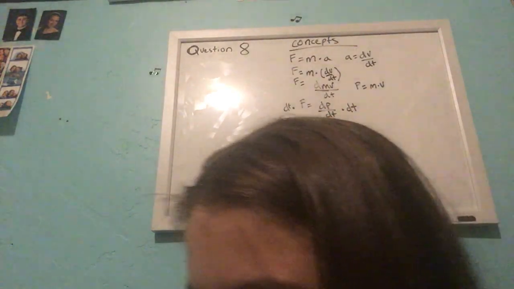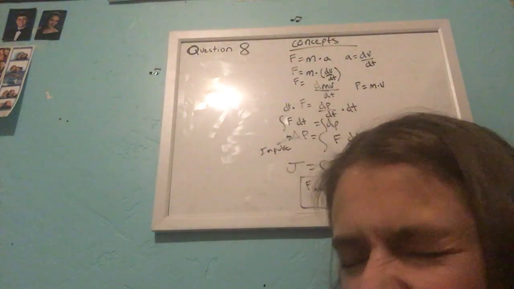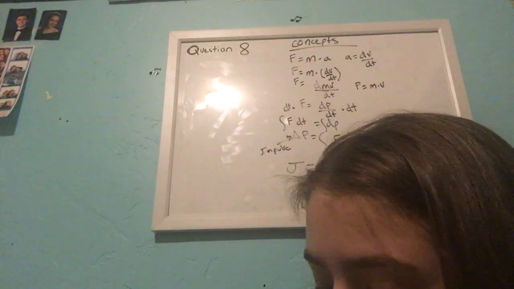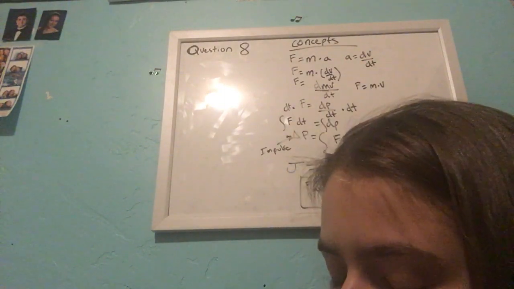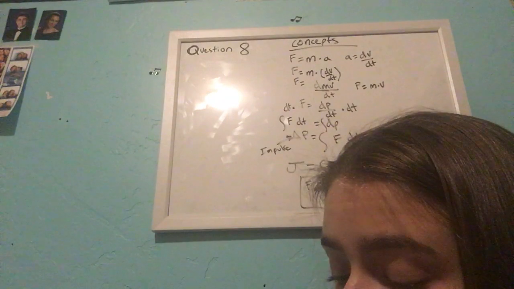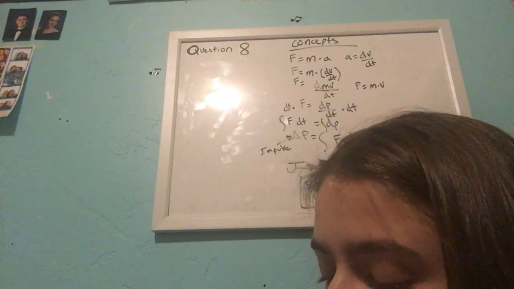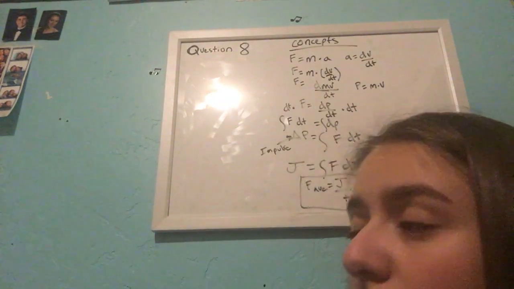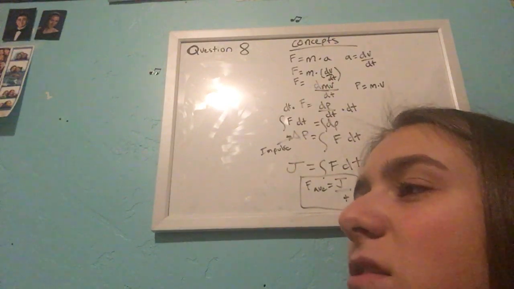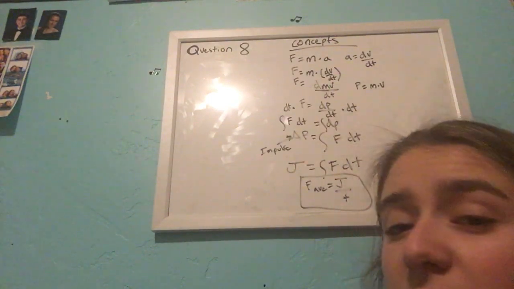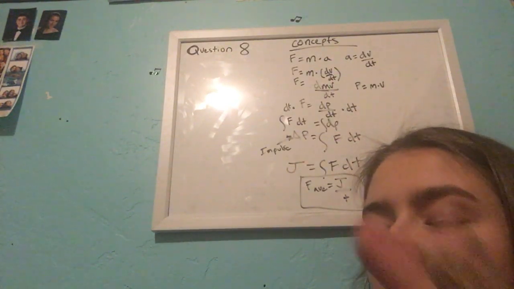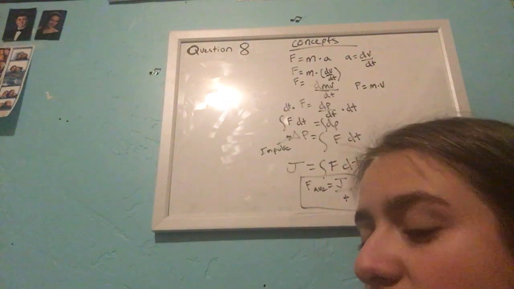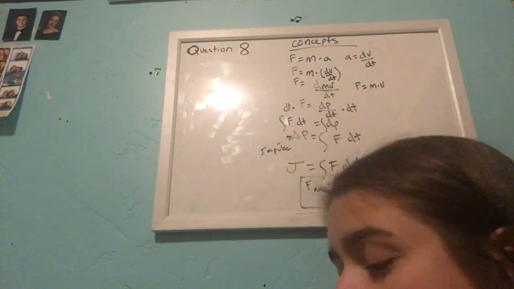Okay, so now I will be reading question 8. A ball of mass m is dropped from rest from a height h and collides elastically with the floor, rebounding to its original height. So, since there's no kinetic energy being lost, it will rebound. You'll have the same energy, so it will rebound to the original height.